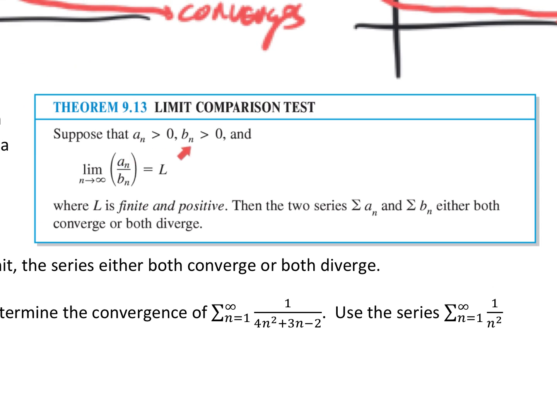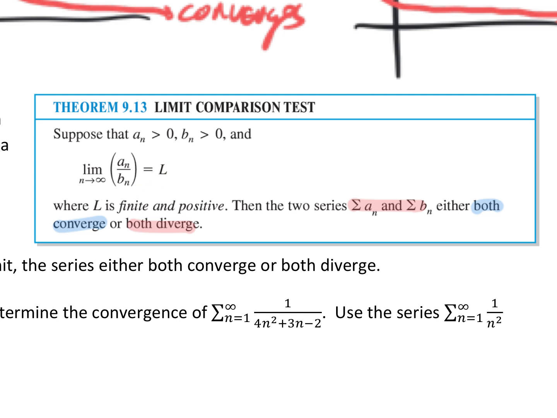If we have two series or two sequences, a sub n and b sub n, and we know the limit of the ratio of these sequences is a finite and positive number. So if we compare the ratio, a sub n over b sub n, in other words, we're comparing them term by term basically. If the limit of that ratio is a finite number, then here's what it says. The two series either both converge or both diverge. All right, they're both going the same way.